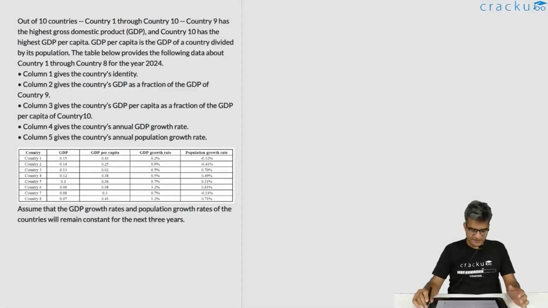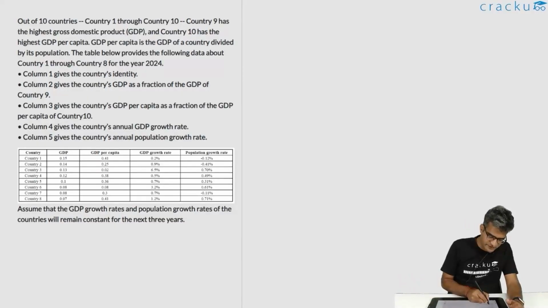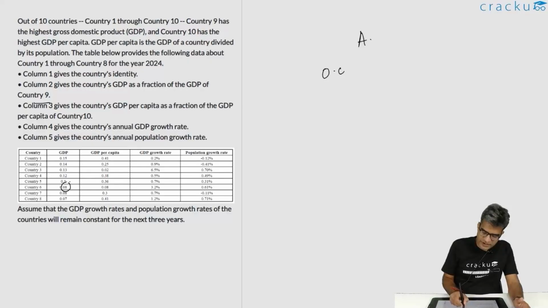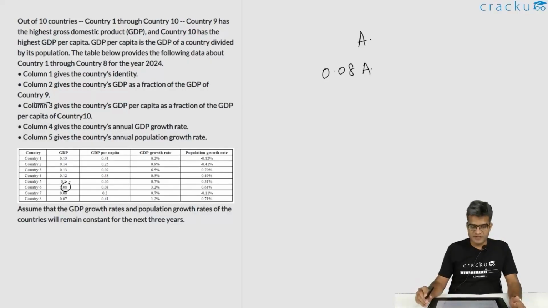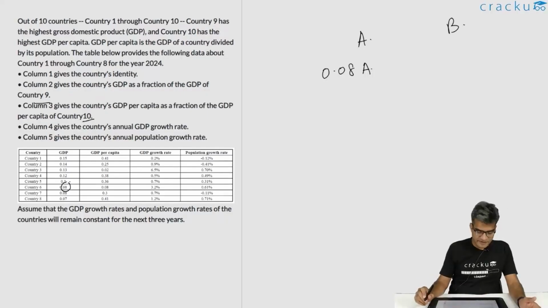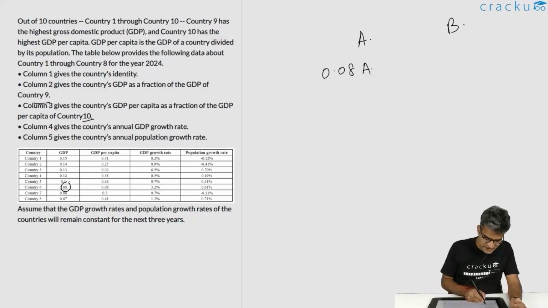In this question, we are given the GDP of 8 countries. We are given the GDP per capita of 8 countries. We are given this as a fraction of GDP of another country. For example, if you are told that the GDP of country 6 is 0.08, the GDP is given as a fraction of GDP of country 9. So if you assume that the GDP of country 9 is A, the GDP of country 6 will be 0.08A. Similarly, if you assume that the GDP per capita of country 10 is B, the GDP per capita of country 6 is 0.08B.